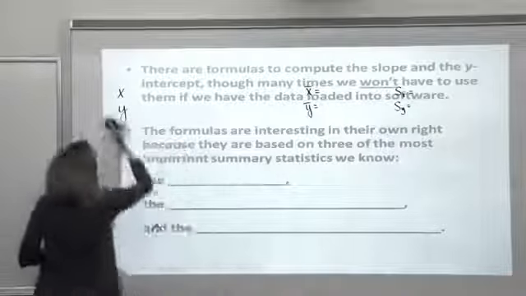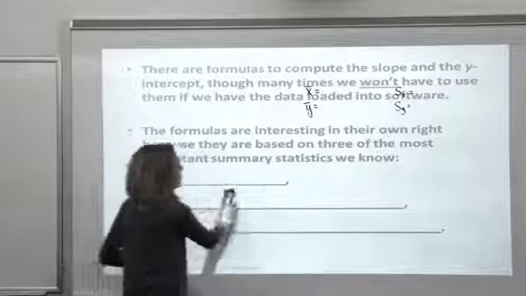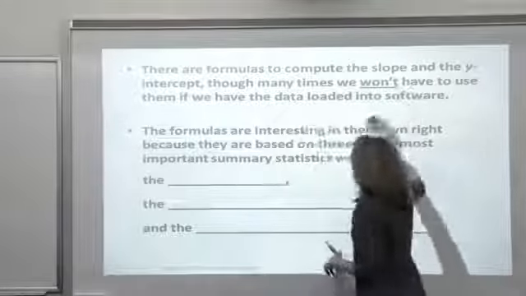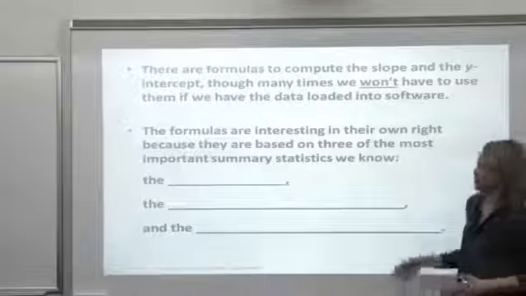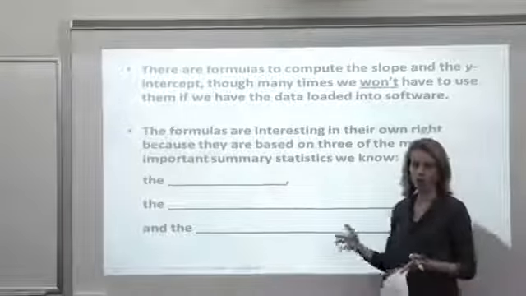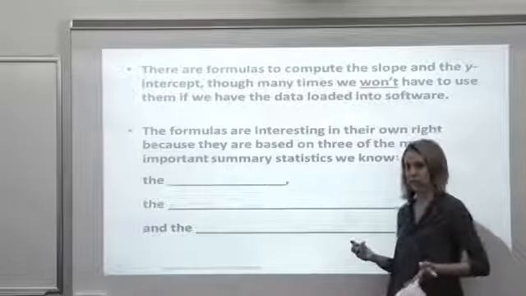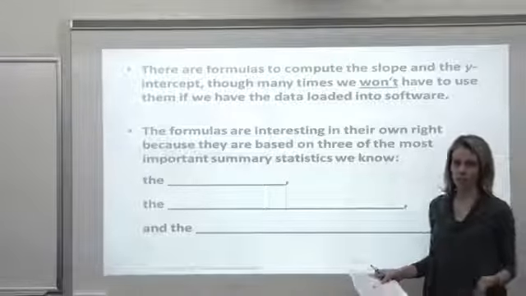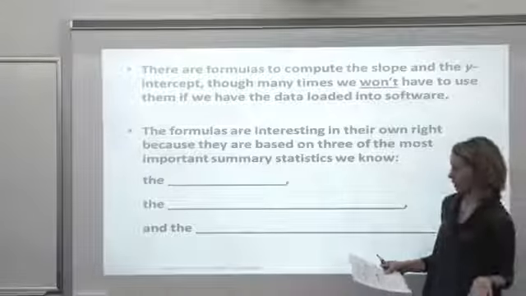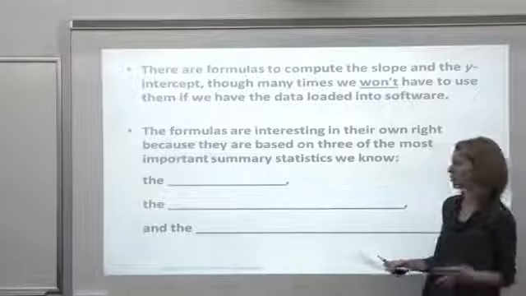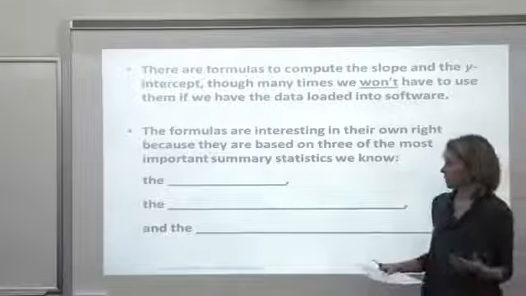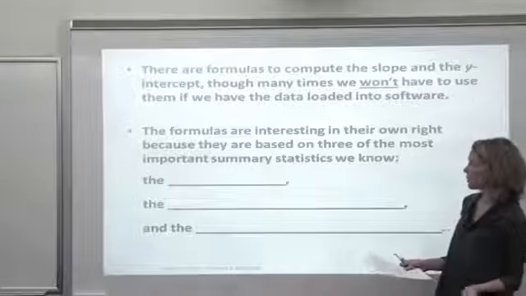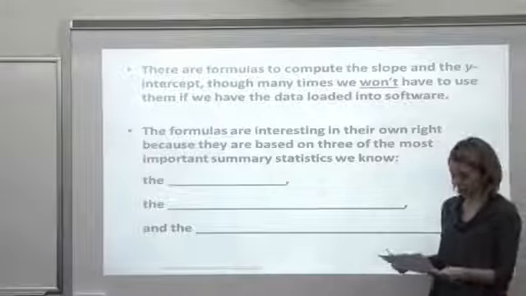Okay, so there are formulas to compute the slope and the y-intercept. Many times we won't have to use them. If we have data loaded in StatCrunch, for the most part, StatCrunch is going to give us the equation of that regression line. But they're interesting in their own right and good to know what StatCrunch is doing when it computes those. The formulas are based on three of the most important summary statistics that we know.